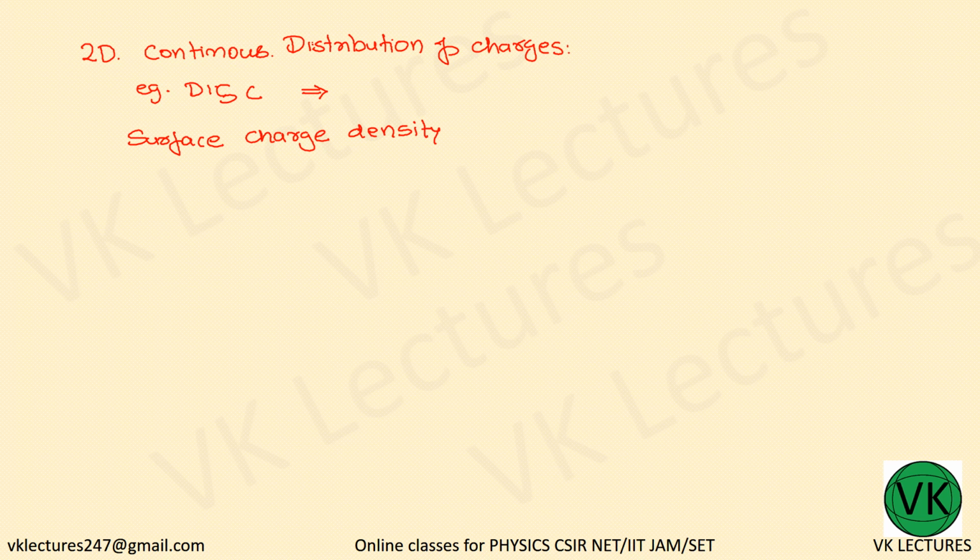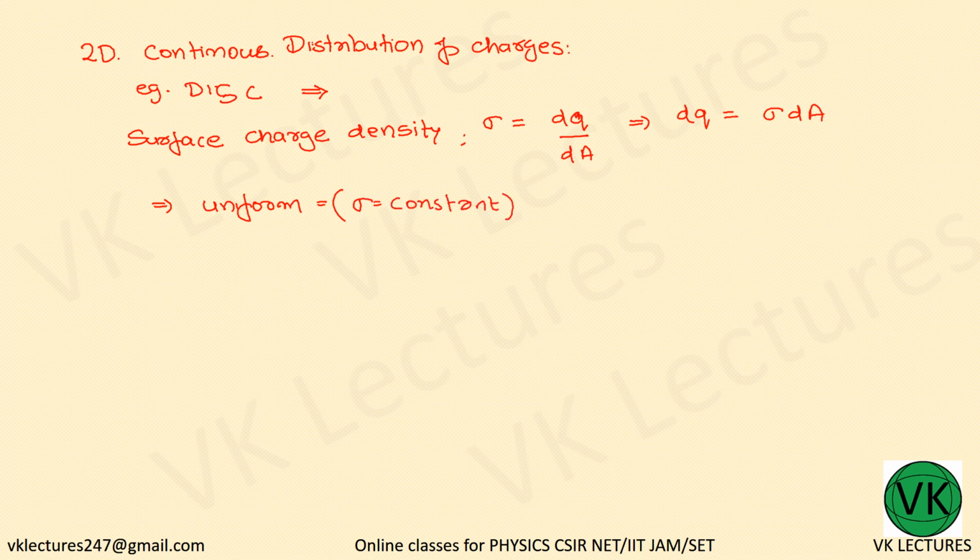And sigma is the surface charge density, given by sigma equal to dq by dA. A is the area, so the small charge dq is given by sigma times dA. Now for a uniform charge distribution, you have sigma equal to constant, which means throughout the disk sigma is constant.